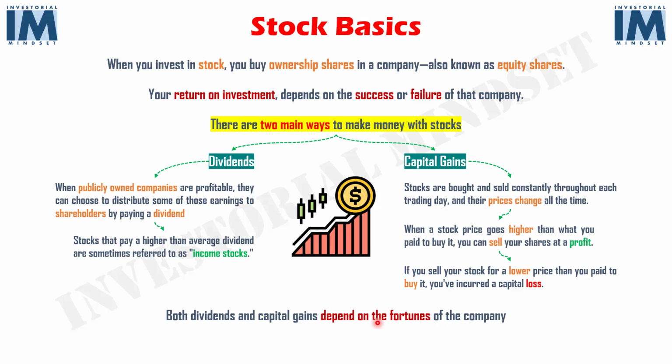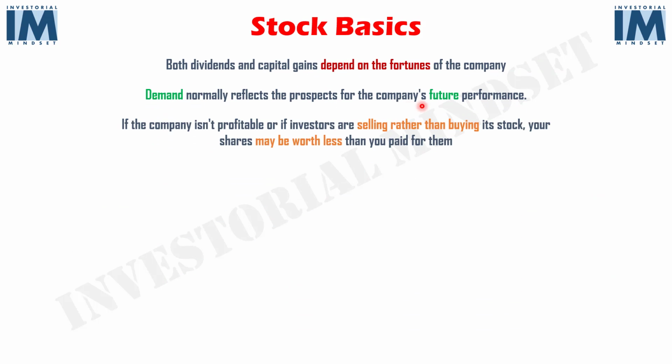Both dividends and capital gains depend on the fortunes of the company, dividends as a result of the company's earnings and capital gains based on investor demand for the stock. Demand normally reflects the prospects for the company's future performance. Strong demand, the result of many investors wanting to buy a particular stock, tends to result in an increase in the stock's share price. On the other hand, if the company isn't profitable or if investors are selling rather than buying its stock, your shares may be worth less than you paid for them.